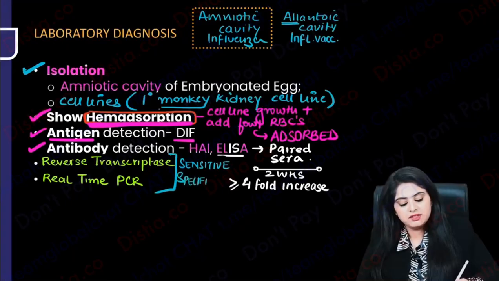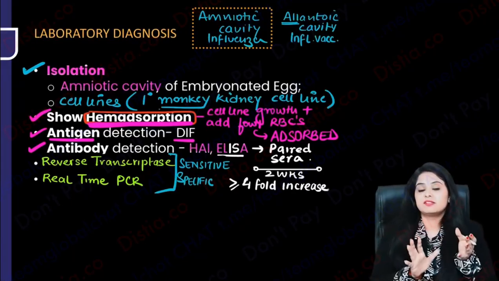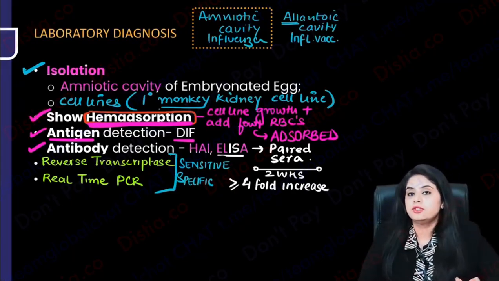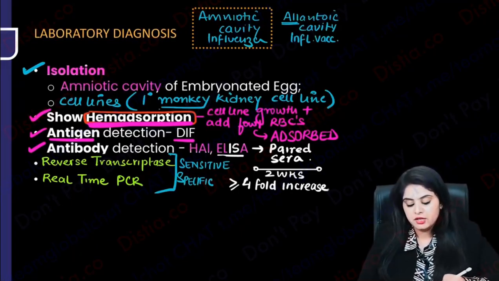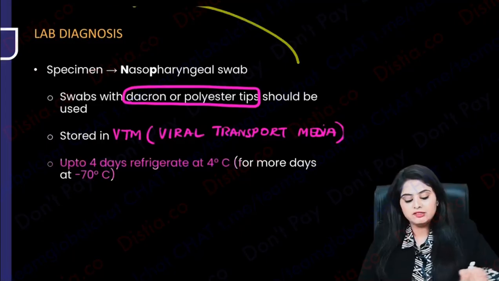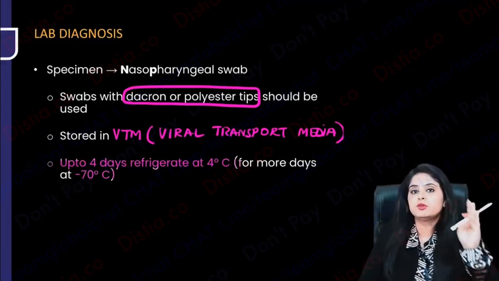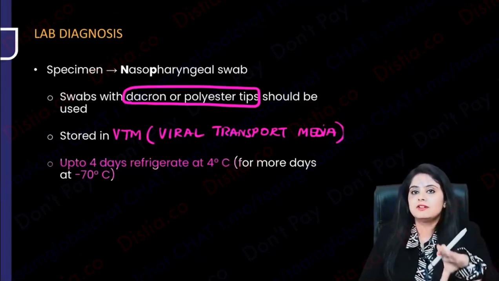I could have done this in 2 slides. My purpose of doing it in 1 slide was I wanted your flashcard to be ready. What are the things that you're going to do for the influenza isolation? So first, you're going to take a sample. I've told you all the sampling techniques in 1 slide. You take a Dacron swab, viral transport media, 4 days, 4 degrees, that is 1 flashcard.